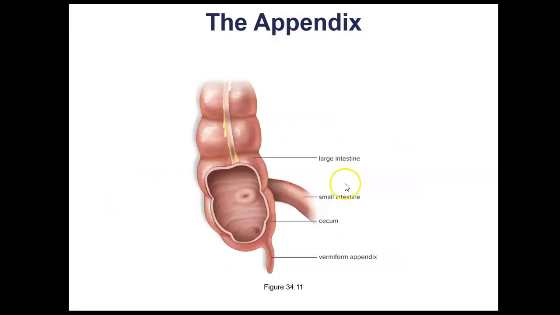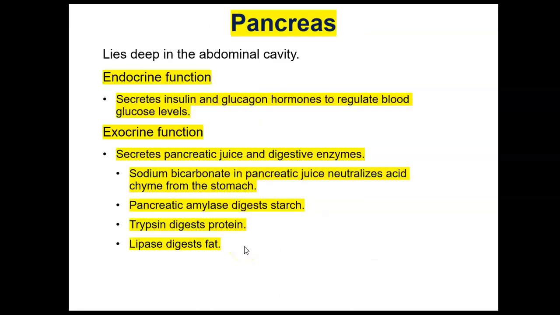So this is an image of the cecum of the large intestine, the beginning portion. This is where the small intestine and the large intestine meet, and this sphincter is called the ileocecal valve, and it regulates the entrance of chyme from the small intestine into the large intestine. And then the appendix, which is called the vermiform appendix, because vermiform means it's shaped like a worm. That's where the appendix is located, attached to the cecum.